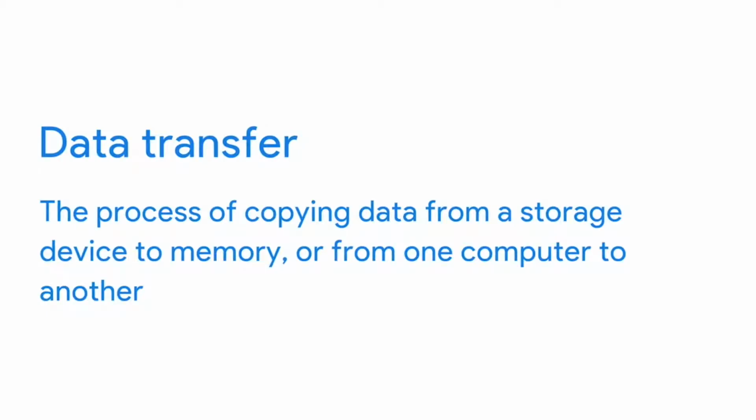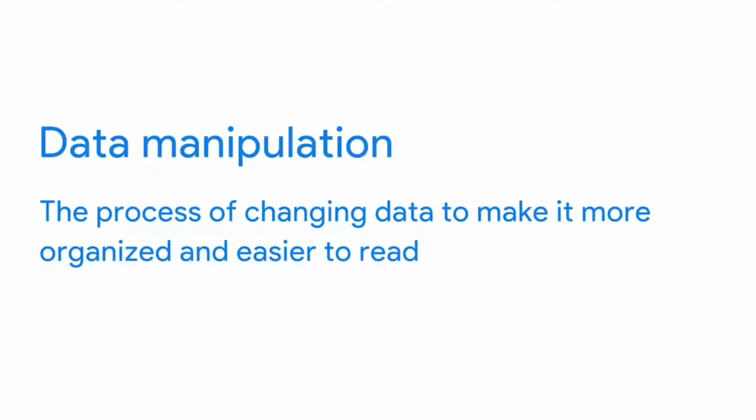inconsistencies. There's also the issue of data transfer, which is the process of copying data from a storage device to memory, or from one computer to another. If your data transfer is interrupted, you might end up with an incomplete data set, which might not be useful for your needs. The data manipulation process involves changing the data to make it more organized and easier to read.